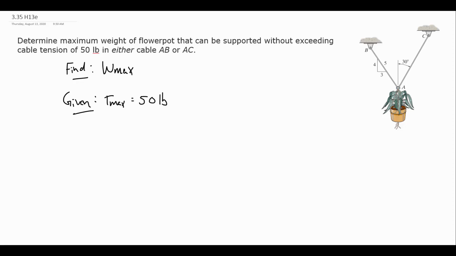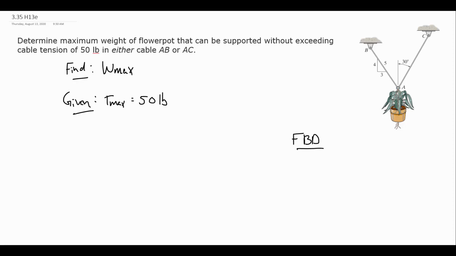Okay, so we are going to need to draw a free body diagram for this because we are in static equilibrium, although it doesn't explicitly say so. So the flower pot is in equilibrium here, and we're going to be determining its weight, and the flower pot is going to be acted upon by these two cables, AB and AC. So in our free body diagram, I'll draw that over here.